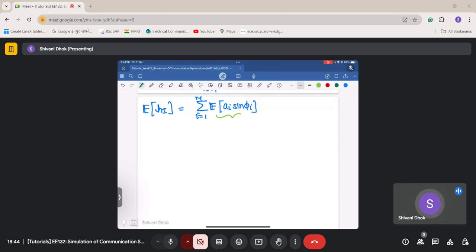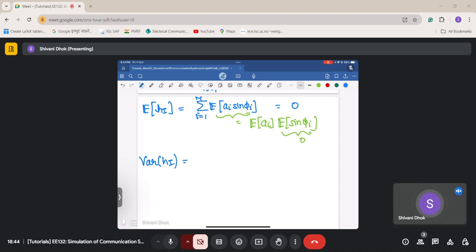Again, this is equal to the expectation of A_i times the expectation of sin phi_i. Since you are integrating the sine over a period, this comes out to be equal to 0, similar to the cosine. So this expectation is also equal to 0. Similarly, you can find the variance of H_I.